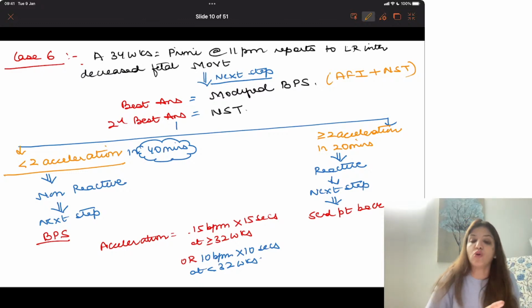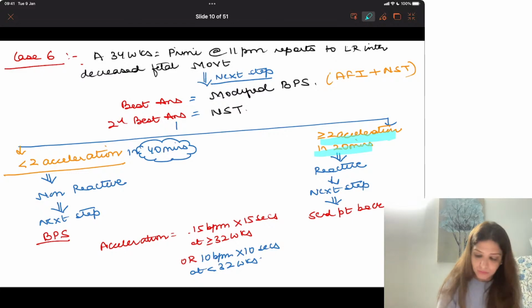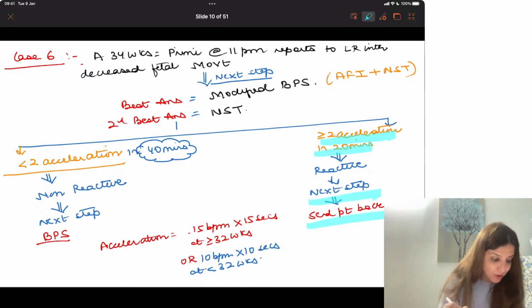In modified biophysical score, which is a screening test, there are only two parameters at which you look. Number one, you look for AFI. Number two, you look for NST, right? And if any of these two parameters is abnormal, you go to the diagnostic test, and the diagnostic test is biophysical score. Now, in NST, you are going to do an NST for 20 minutes, and in 20 minutes, if you are getting 2 or more than 2 accelerations, that means it is a reactive NST. And if they ask you the next step, you will send the patient back home.